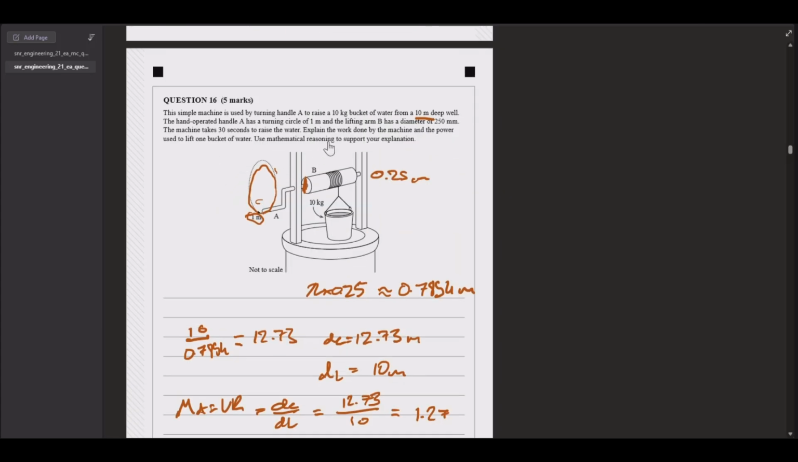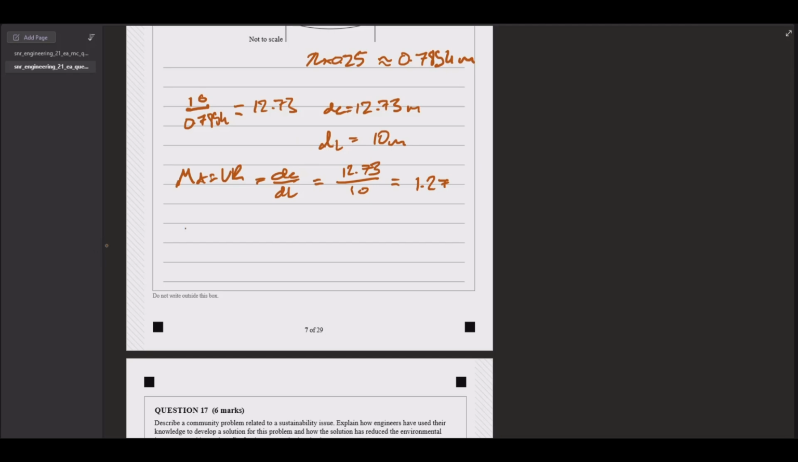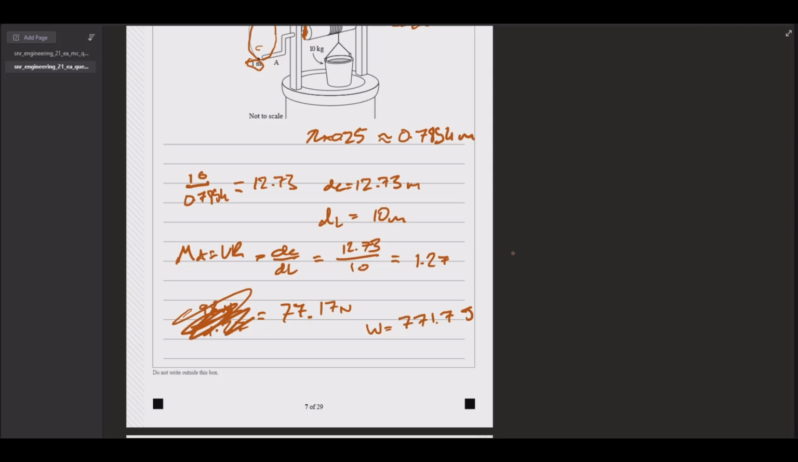The question itself is asking for work and mechanical advantage. So if the bucket's 10 kilograms, that's going to be 98 newtons. I'm going to divide that by 1.27, because that is the mechanical advantage. Means the force that we're lifting is 77.17 newtons. So work is just going to be that times the distance, which is 10, so 771.7 joules. So they've tried to trip you up here. I may have fell for it.